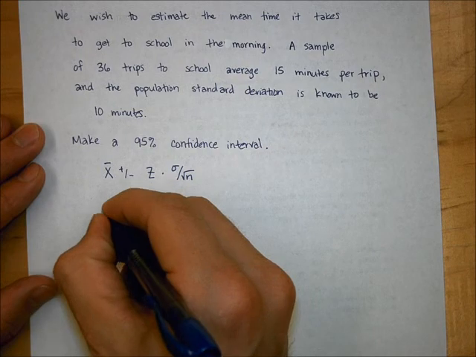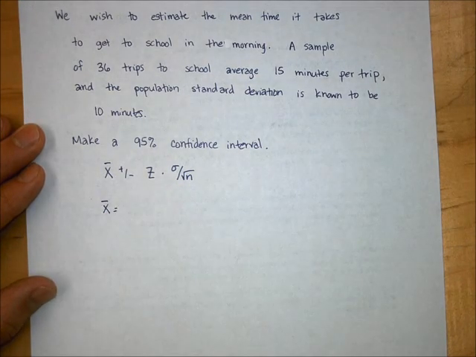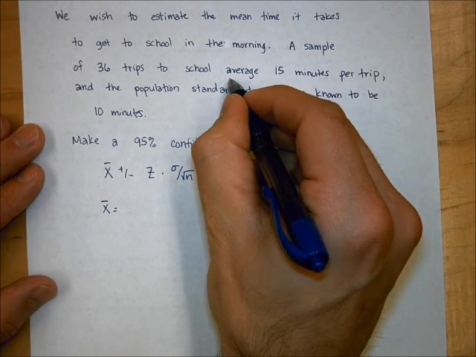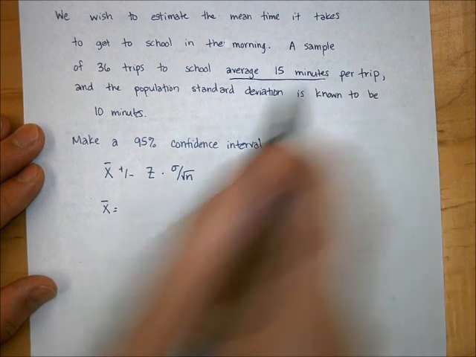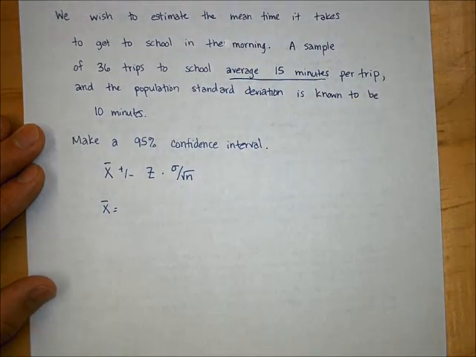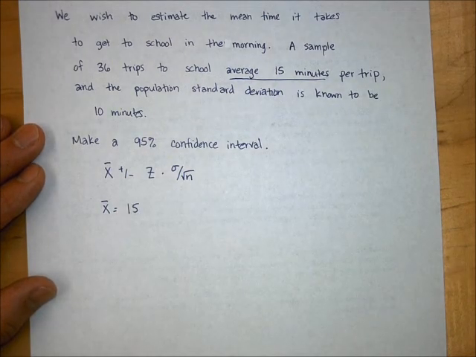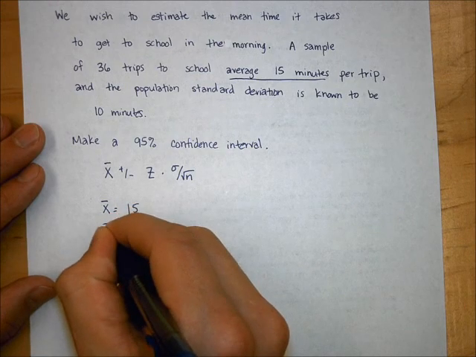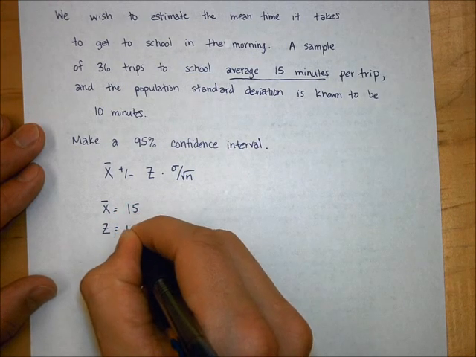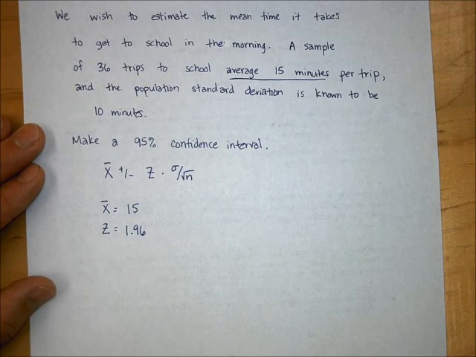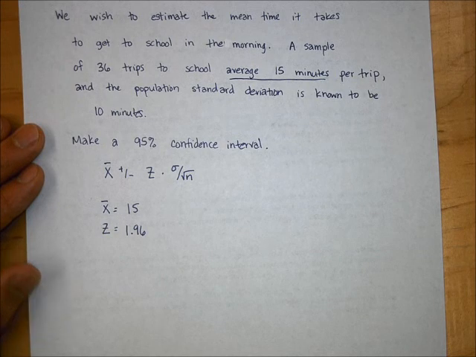Well, we know that the sample mean was given as 15 minutes per trip. We see it right here. Average 15 minutes per trip. That was the 36 trips in our sample. So we know that the sample mean is 15. We know that z for a 95% interval will be 1.96. We'll talk about other possible intervals and how we change the z number to obtain those intervals later.